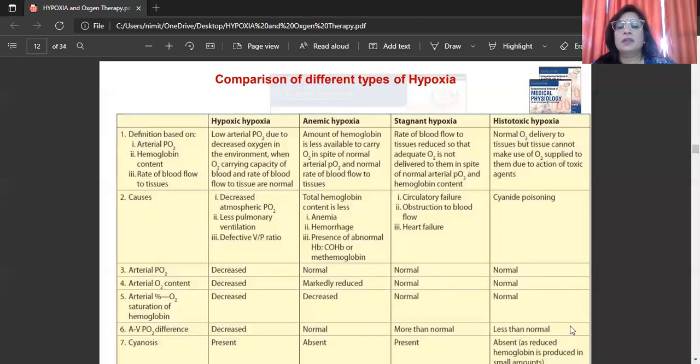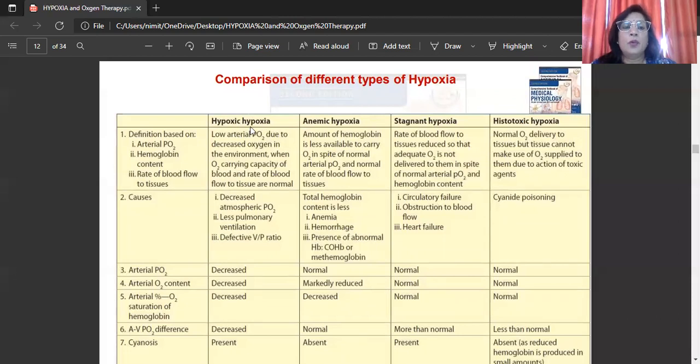Now, this table is very, very important, students, as it shows the comparison between the various types of hypoxia. So, very important, you learn it by heart. By this, you can answer many theory questions, viva questions, MCQ questions, and plus you get good concepts also.